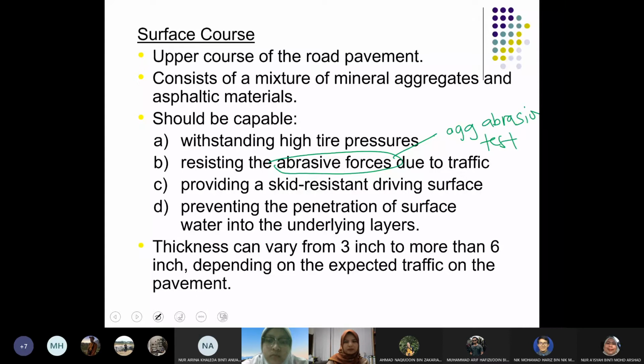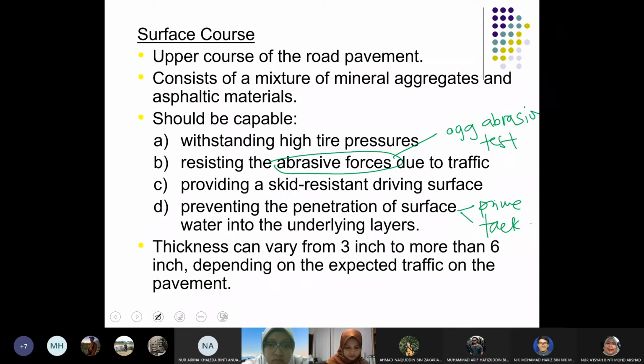Kita nak tengok macam mana geseran antara tayar kenderaan tu dengan material yang kita guna untuk buat asphalt concrete. And then it should provide a good skid resistance value when you are driving on the surface. Mesti skid resistance dia tinggi, untuk menghalang berlakunya gelinciran, skidding. Prevent the penetration of surface water into the underlying layer. Sebab tu kita ada tadi fine coat, tight coat. Antaranya adalah function dia untuk as waterproof.